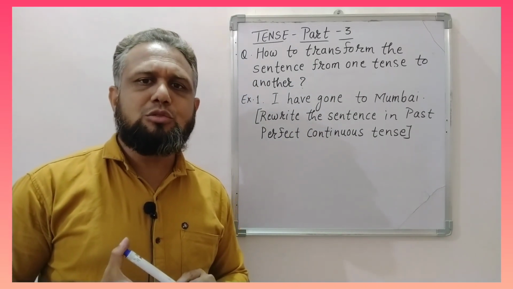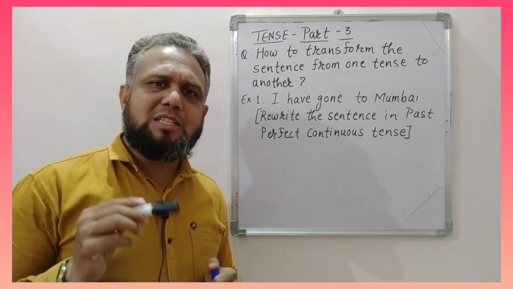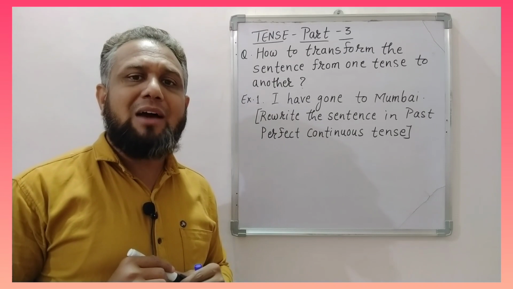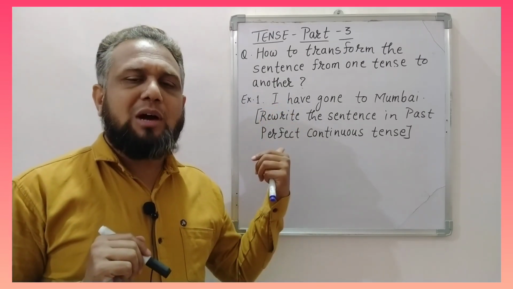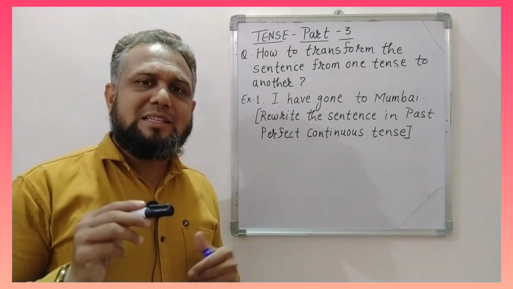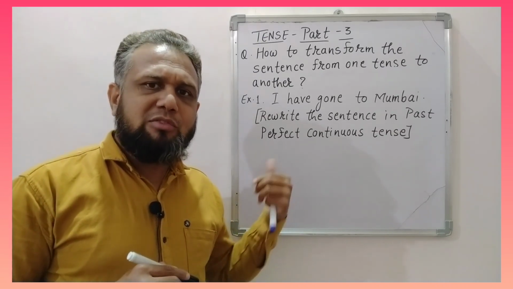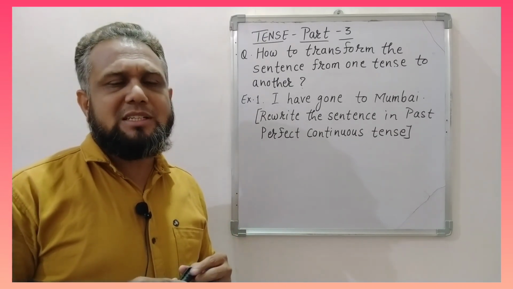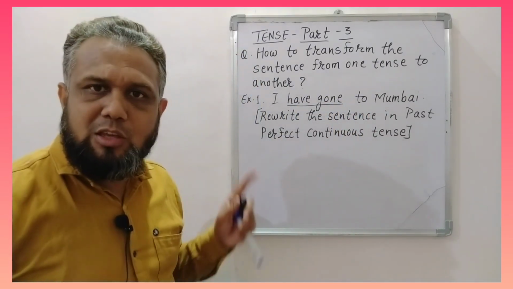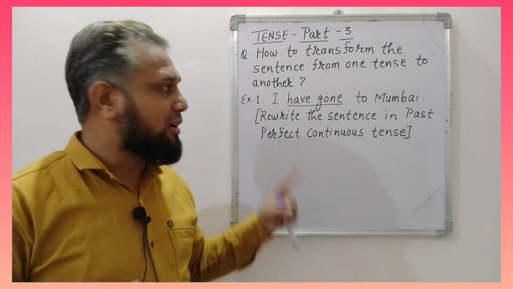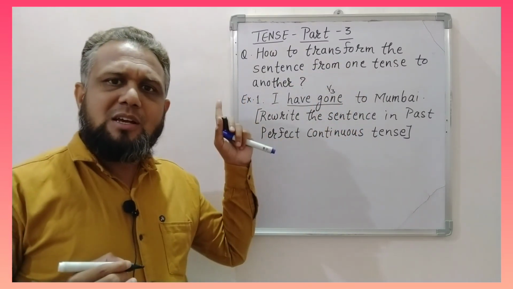Now friends, what to do? If you want to transform the sentence from one tense to another, then you have to identify the tense of the given sentence. First of all, you have to identify the tense of the given sentence, which we have already seen in the previous video. To identify the tense of the sentence, you have to pick out the verb. You have to pick out the verb along with the helping verb. Here the verb is gone, and gone is the third form of the verb, that is V3.